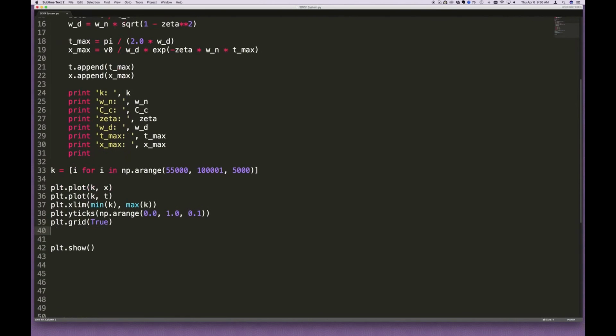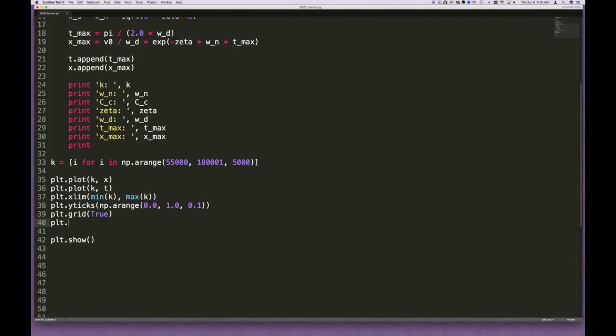And let's put a legend. Plot legend. And the legend would simply be, well, we've got x, we've got t, and then we'd like to locate it in the lower right. So we'll say location, lower right.